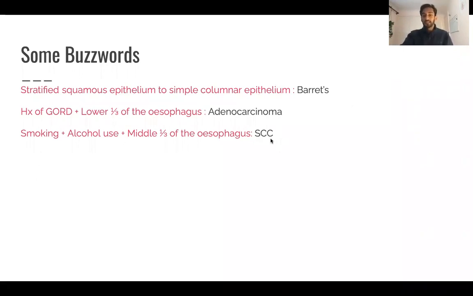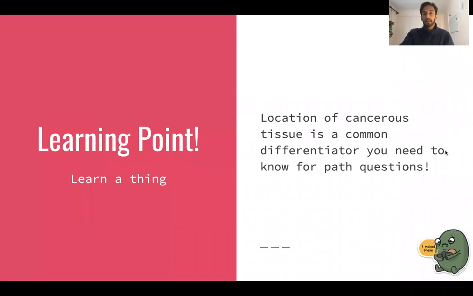Now, the easiest way to differentiate between adenocarcinoma and SCC is the location. Lower 1/3 of the esophagus, adenocarcinoma, middle 1/3, SCC. That's the best way to differentiate depending on the location. And this is once again just where it's more common. So the location of your cancerous tissue is a really important differentiator for the type of cancer. And this is just classic questions in PATH. So you guys might have seen these on a couple of slides or some of your PATH quizzes, hopefully.